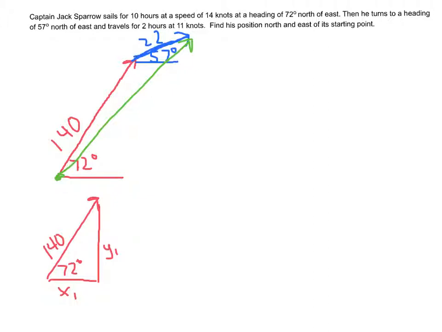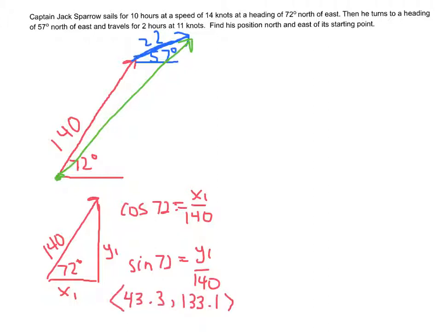To do that, I'm going to use trig. Cosine of 72 equals x1 over 140, and then sine of 72 equals y1 over 140. So I'll type those into my calculator, and by a stroke of magic the answers appeared here. The x component was 43.3 and the y component is 133.1.